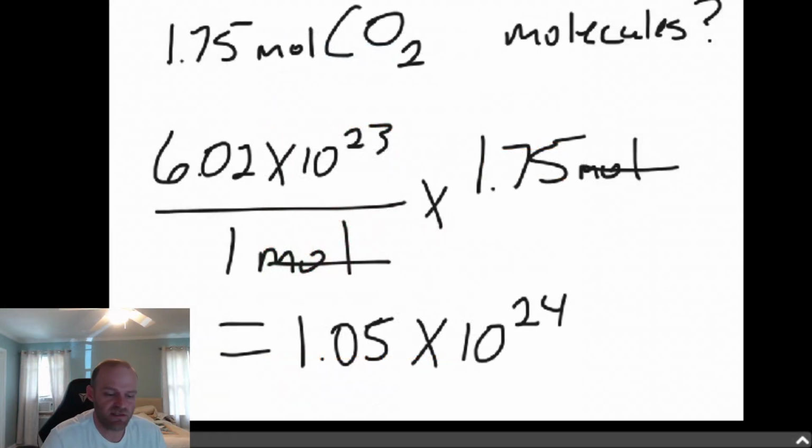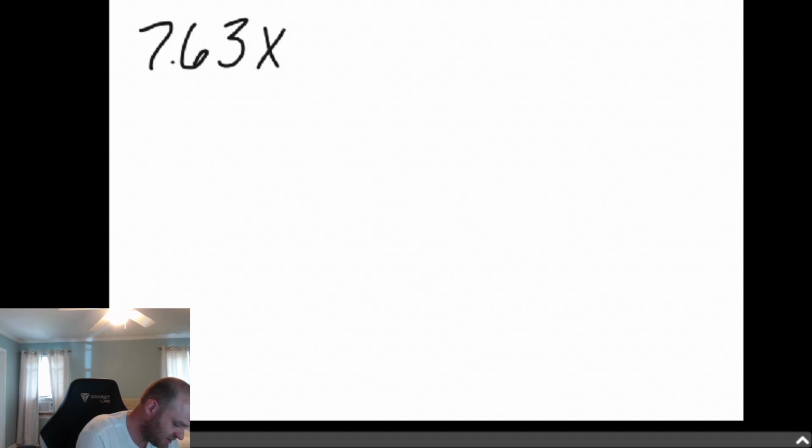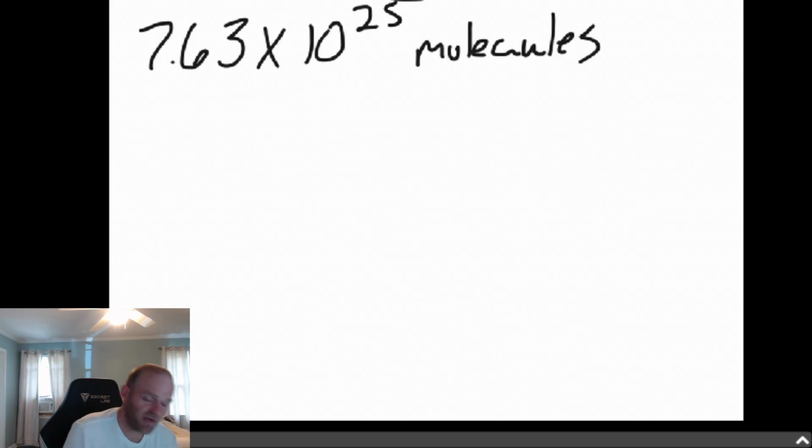Let's go the opposite way. Say it gives me the molecules. Say it tells me I have 7.63 times 10 to the power 25 molecules. Now this could be atoms as well, right? I could have 7.63 times 10 to the power 25 atoms of something.